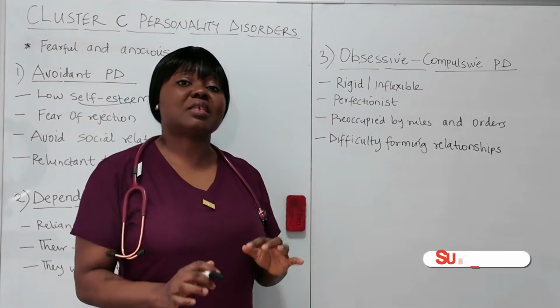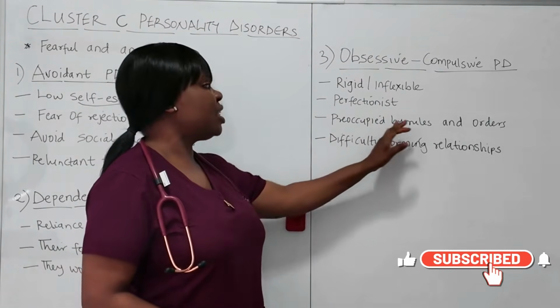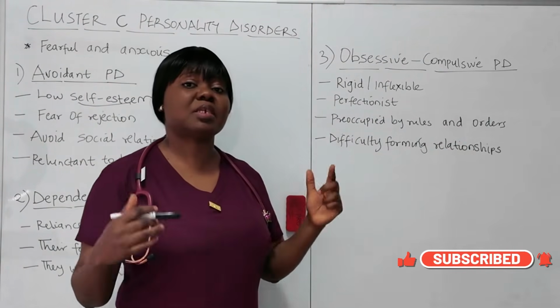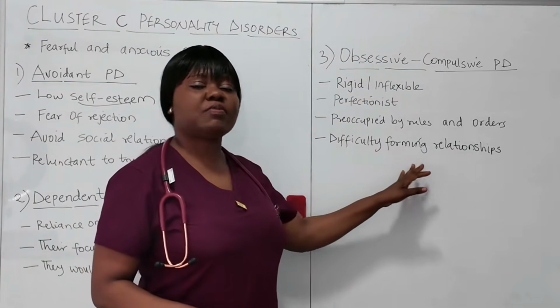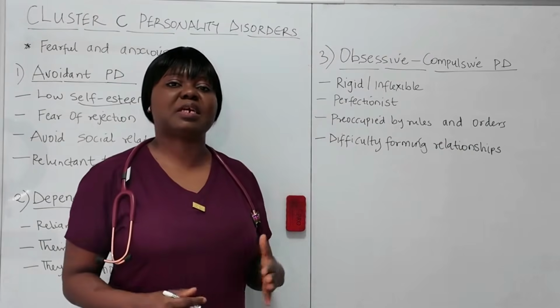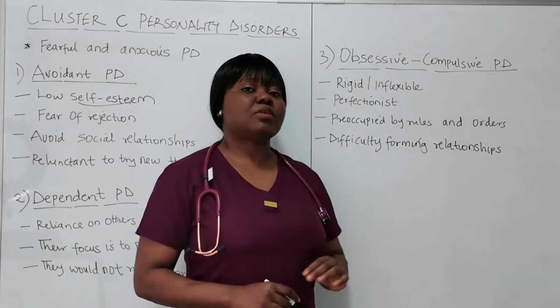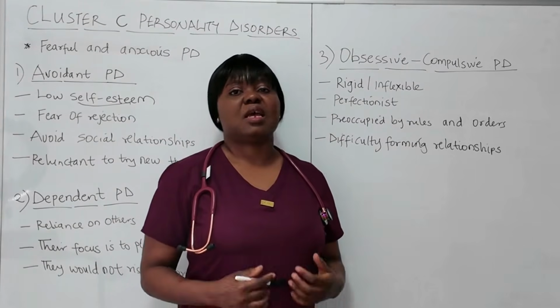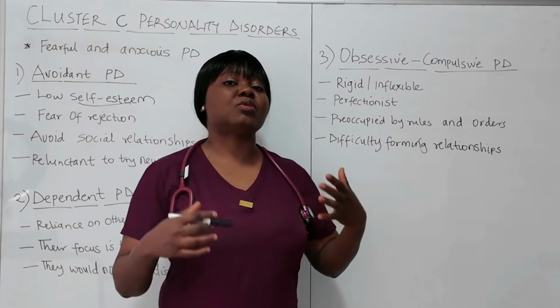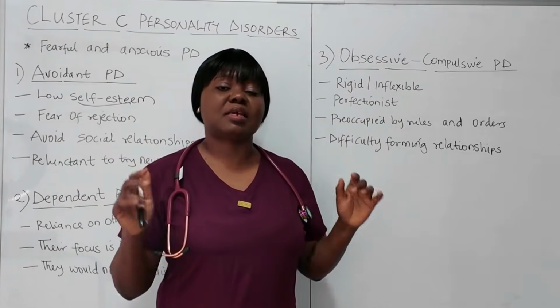They feel that that task is not properly done. They are occupied by rules and all that. So they keep thinking of the rule. It should be this way, not this way. And they have difficulty forming relationships because nobody can do it better than them. These are the ones that don't like to delegate tasks because they feel that they are the only one that can do it right. And they get frustrated when people cannot do the thing to their own high standard.